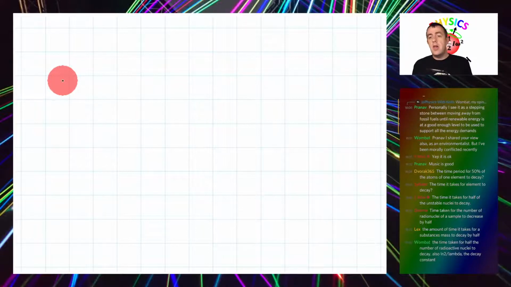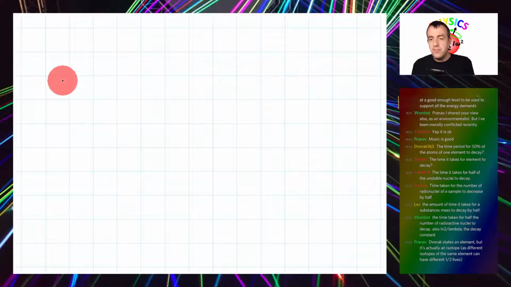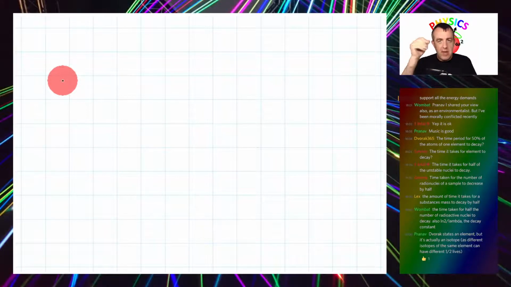That's good. So Lex has said the amount of time it takes for a substance's mass to decay by half. Yeah. So there's two different ways of quantifying the amount of substance, Lex. One is mass. One is the number of, depending on the substance, the number of particles, let's say. So if we're talking about a metal, we can talk about the mass of the metal, or we can count the number of ions within that metal. There are two different ways of quantifying the amount of substance.